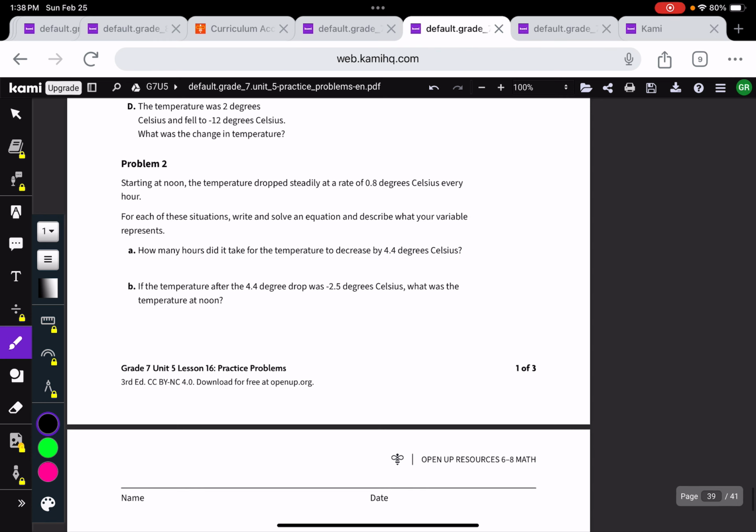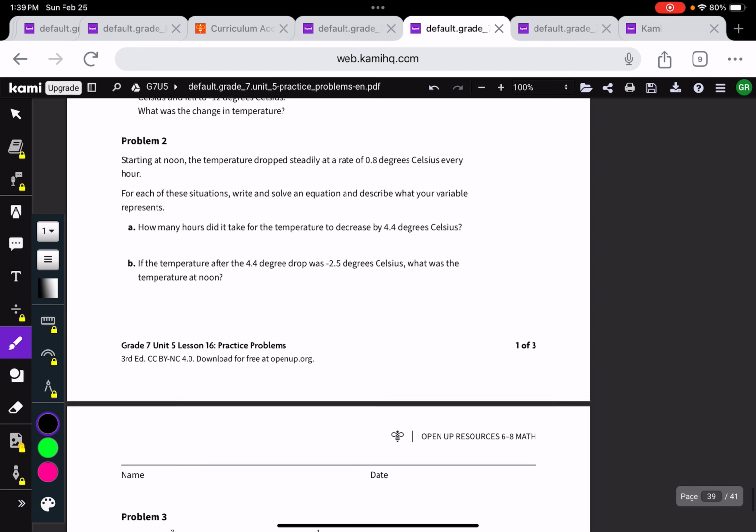Problem 2, pretty straightforward. Starting at noon, the temperature dropped at a steady rate of 0.8 degrees Celsius every hour. So it was going down 0.8 degrees. So after 1 hour is 0.8. After 2 hours, it's 1.6. After 3 hours, it'd be 2.4 and so forth.